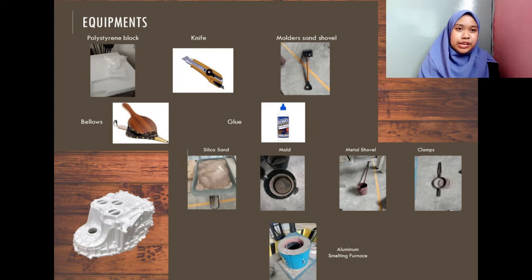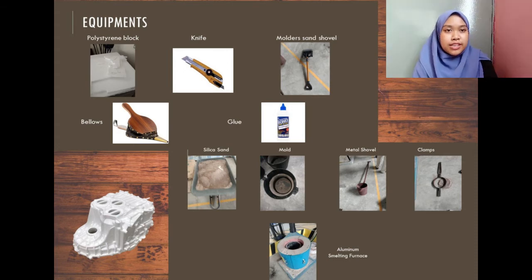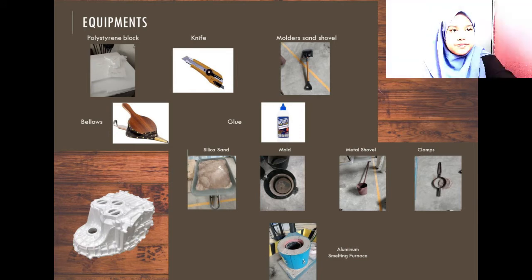The mold is used as a container to fill with sand and polystyrene to place the liquid metal. Next is the aluminium smelting furnace. The furnace is used to melt aluminium or any metals in the initial stage of the metallurgical process. Lastly, bellows. Bellows are used to blow away a small amount of dust after placing the pattern in the mold.